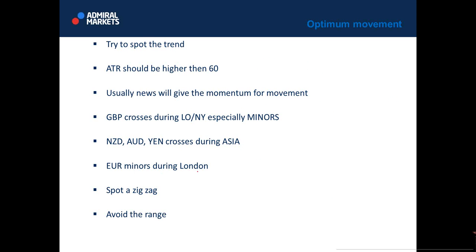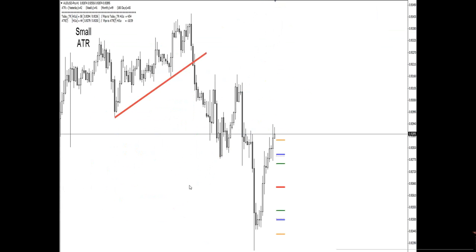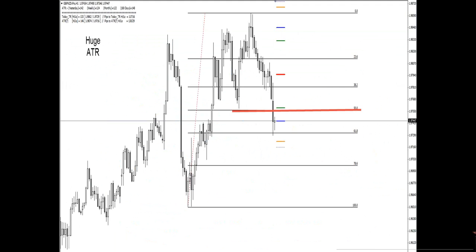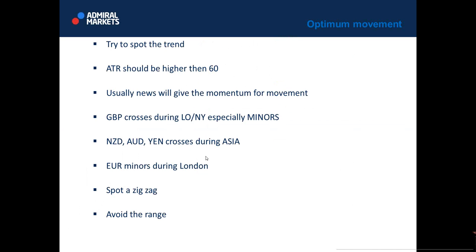And Euro minors during London. Euro dollar is not a good mover. Euro dollar, let's see, Euro dollar. I don't care, but I think it's something around 60. Okay? So Euro dollar is not a good mover, especially in August. But Euro minors are okay. Euro CAD, Euro AUD, Euro Yen, Euro New Zealand. They tend to use a nice chunk of ATR during intraday movement. Okay?